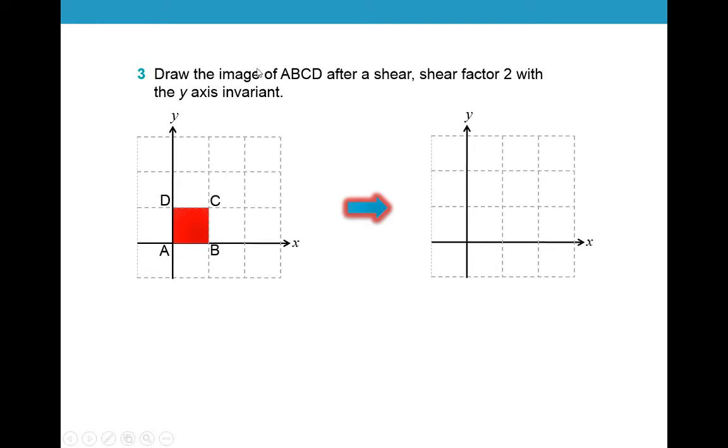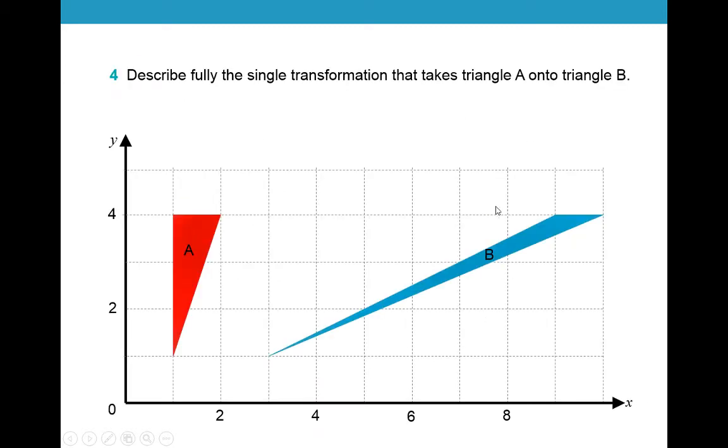Okay, next question. Draw the image after scale factor 2, so we know it's going to be there. Areas are the same. Now, describe fully. Okay, so no longer are we on the invariant line. The shape is away from the invariant line. So the distance? The formula, distance moved by the point is parallel to the perpendicular. Yes, okay, good point.